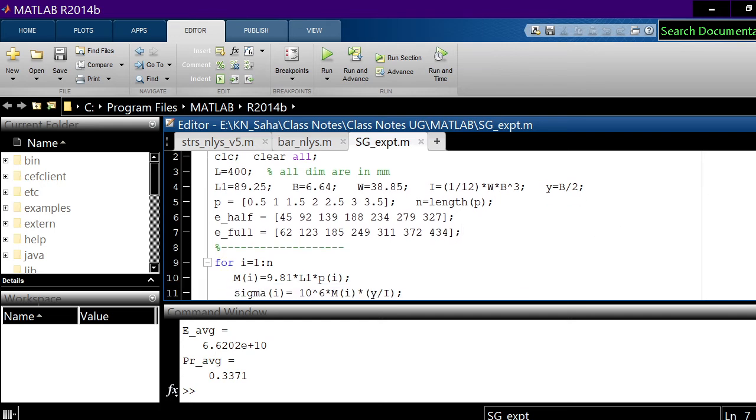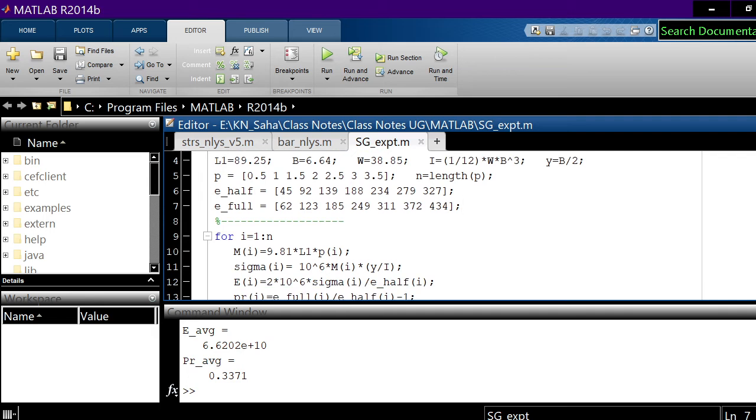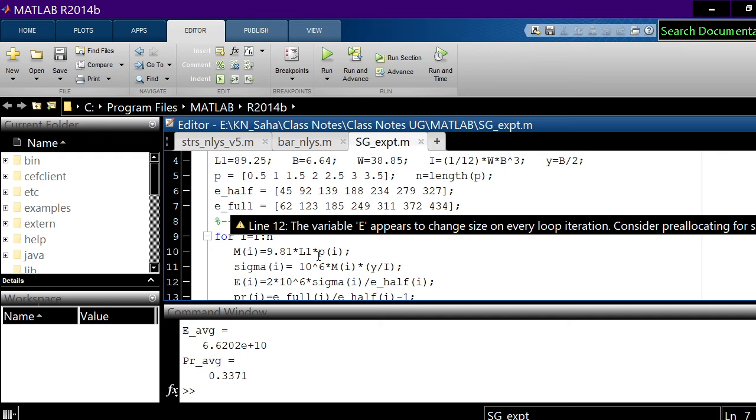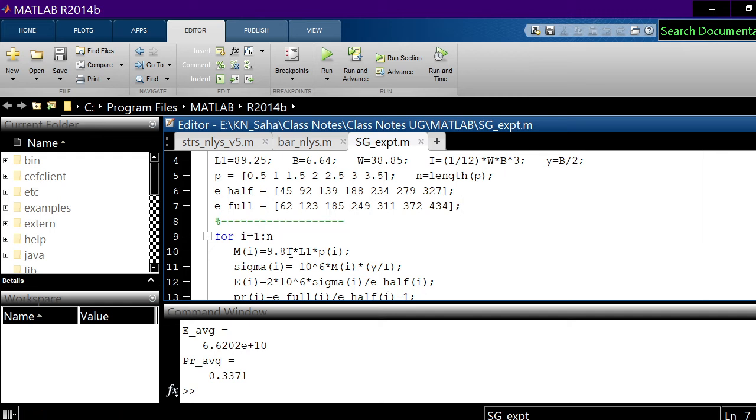First is the moment, Yes, sir. Actually the moment is G into the load, that means the load in kg into this momentum arm. This is the moment value, and sigma is this, My by I. Clear? Yes, sir.